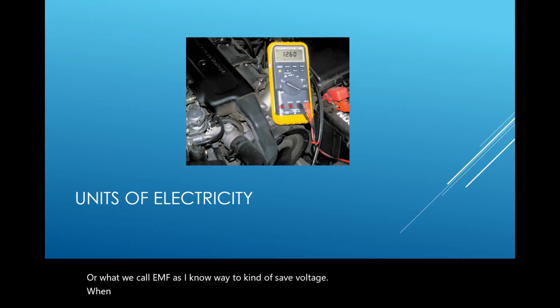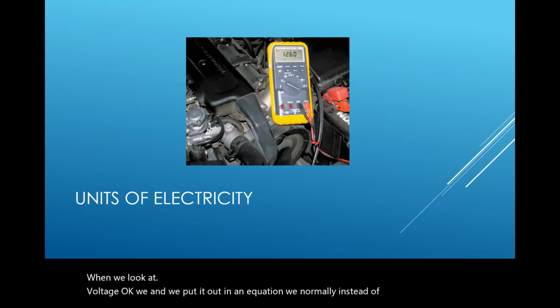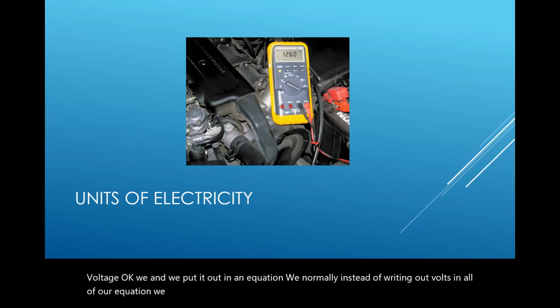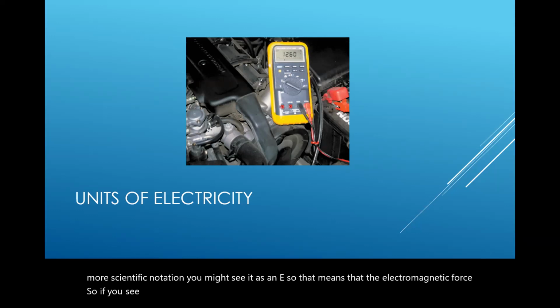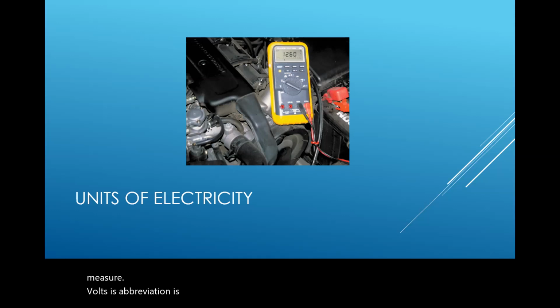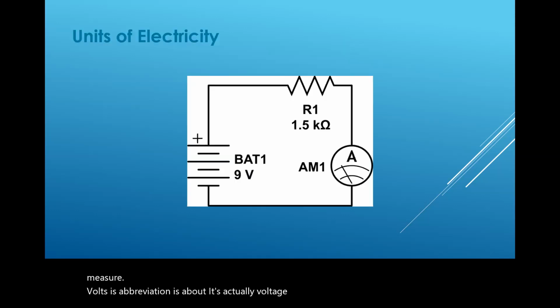When we look at voltage, okay, we put it into an equation. Normally, instead of writing out volts in all of our equations, we use the letter V. Okay, sometimes I've seen it as E too. When you get into more scientific notation, you might see it as an E. So that means the electromagnetic force. So if you see that, don't worry about it. So we measure volts, and its abbreviation is V. So if I look at my actual chart here.